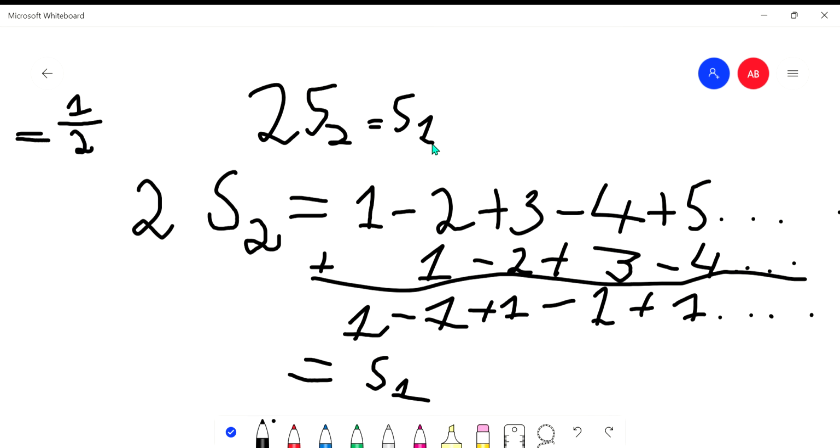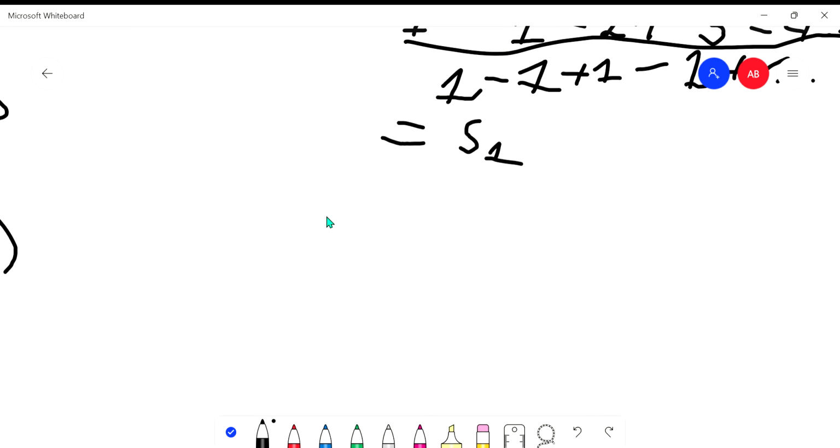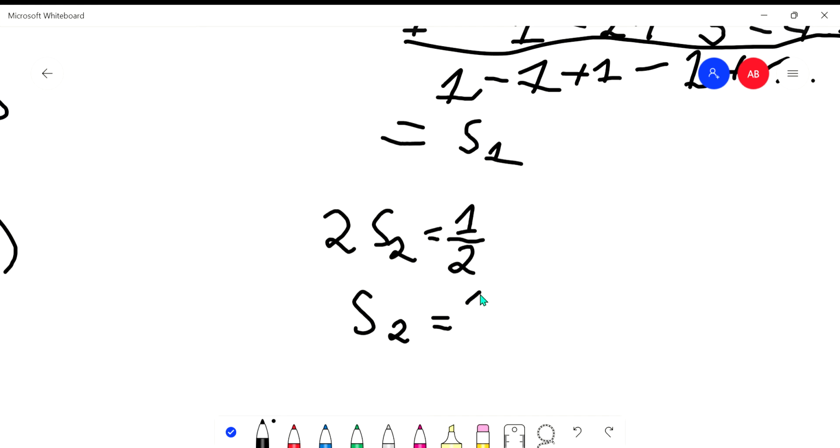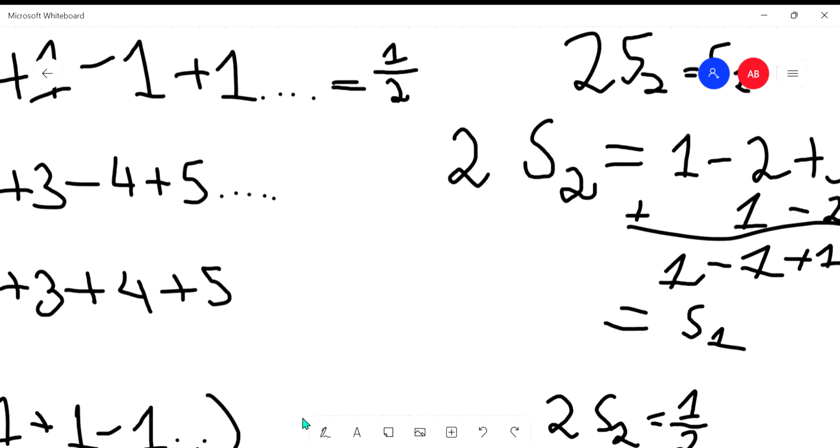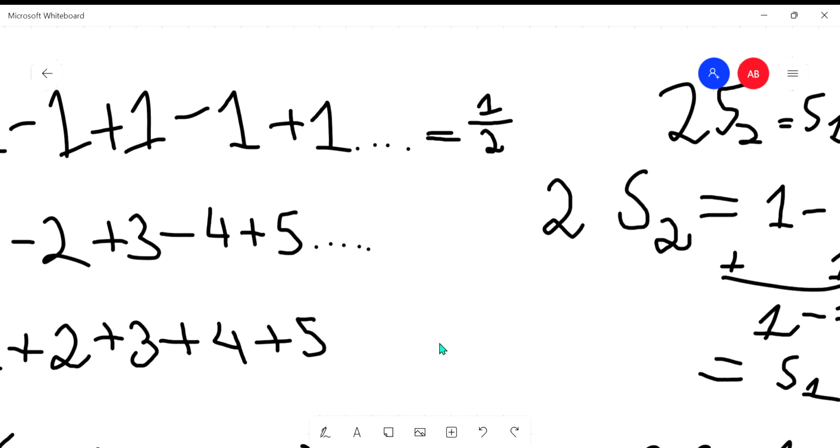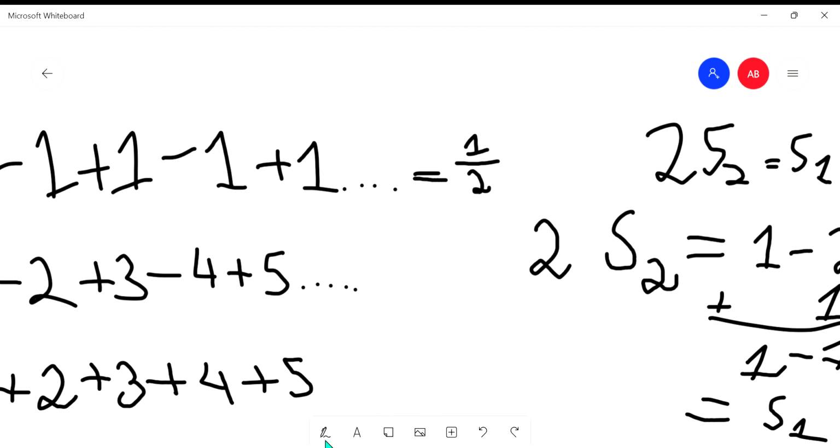And we know what S1 is, right? We know that S1 is equal to a half. So 2 S2 is equal to a half. Hence S2 is equal to 1/4. Now that we have the answer of S2, we can finally figure out what S is, our grand prize.